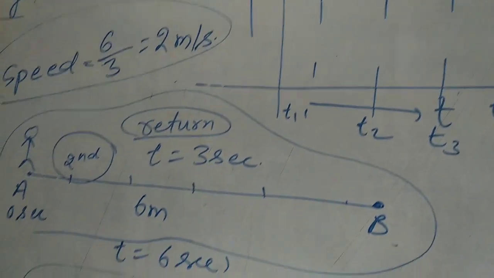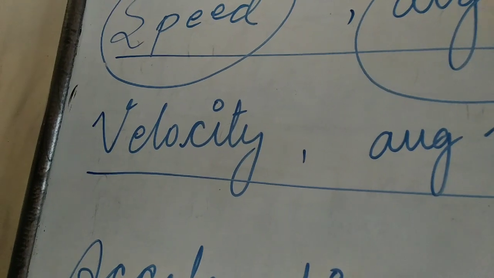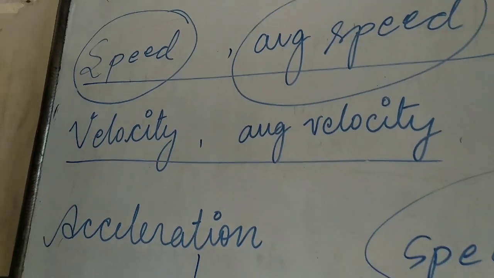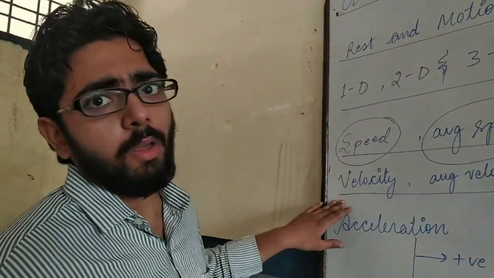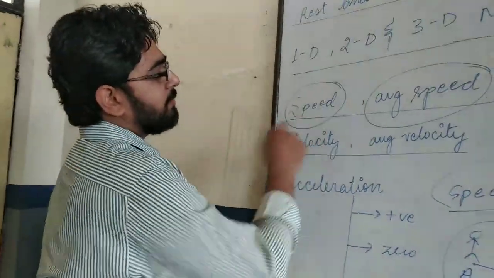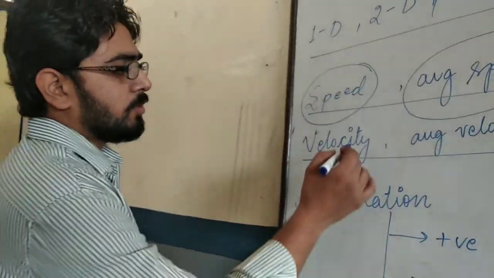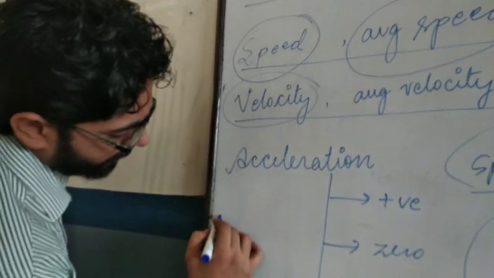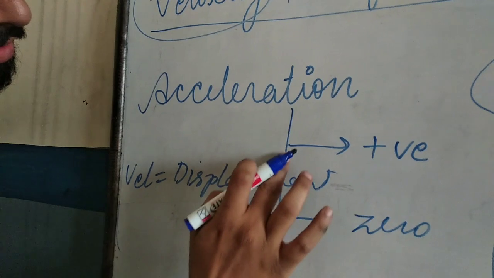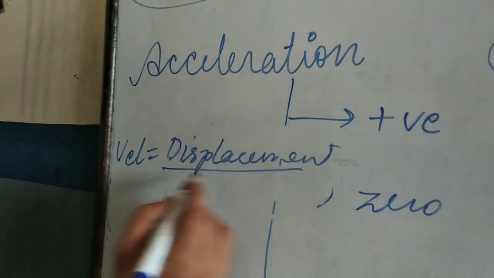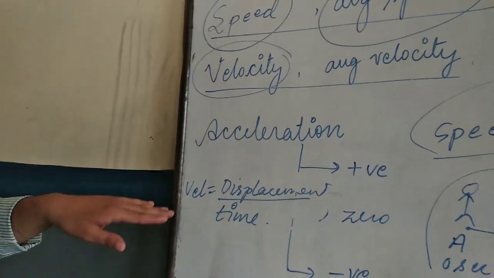Okay, now we will come to velocity. Velocity and speed are not the same, but in some situations their magnitude will be the same. Speed is a scalar quantity and velocity is a vector quantity. Speed depends on distance, velocity depends on displacement. So velocity will be displacement upon time. That will be velocity.